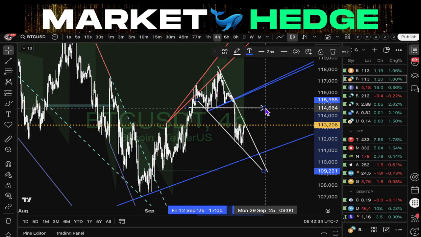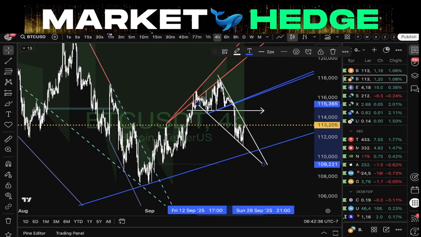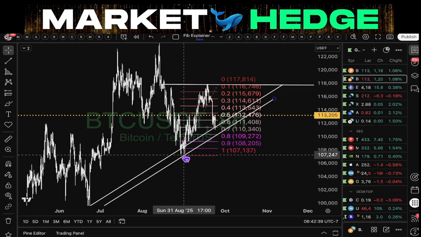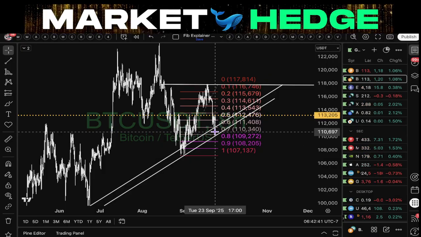Let's go Bitcoin. We've got a target to the upside, and yes, we do still have some targets to the downside, which merit quite a bit of heavy reserve cash.